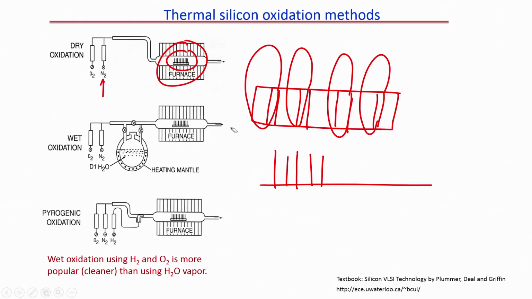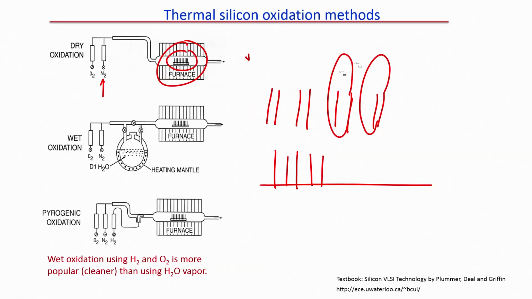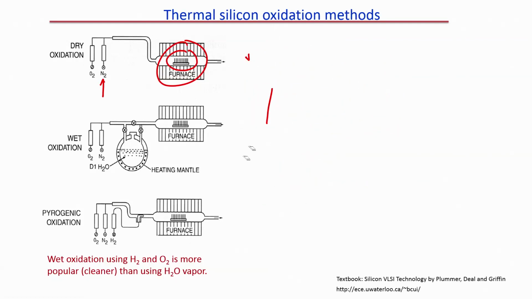That is why whenever we see oxide, oxide grows on both surfaces, the front side of the wafer and the back side of the wafer, whether it is polished or unpolished, it does not matter.